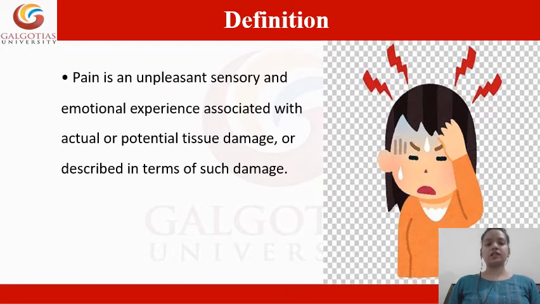So, definition. How can we define pain? Pain is an unpleasant sensory and emotional experience associated with actual or potential tissue damage or described in terms of such damage.